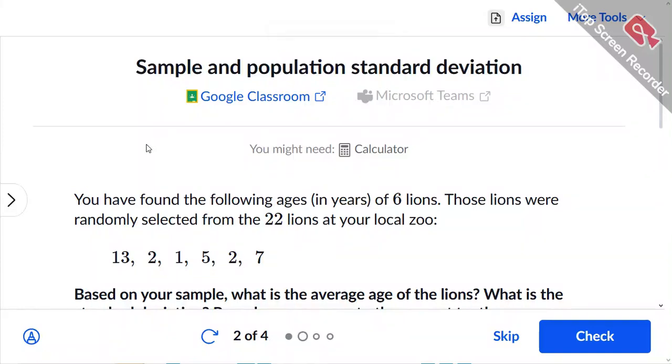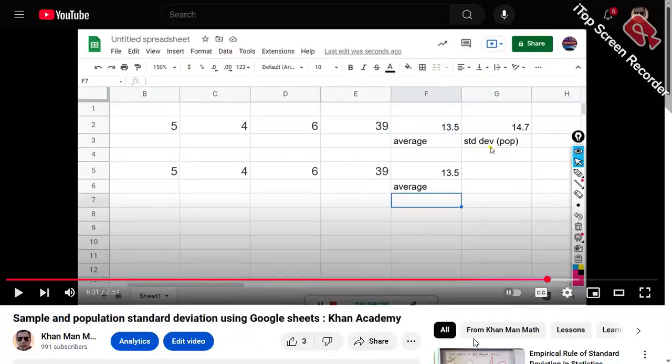This will be for the Khan Academy exercise, sample and population standard deviation. Now, I already made a video with this particular exercise, but in the one that I made previously, I solved the problems using Google Sheets. So you might want to check that out and do one or two of the problems using Google Sheets, because this is a very tedious process to do manually.